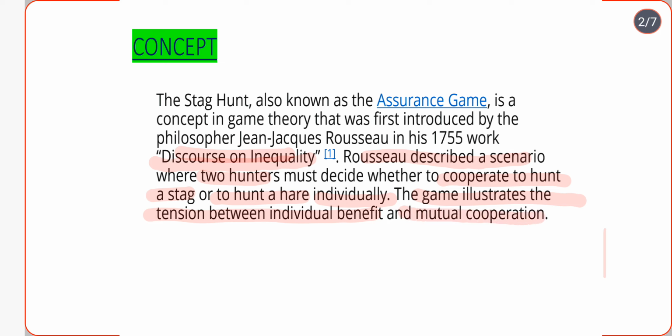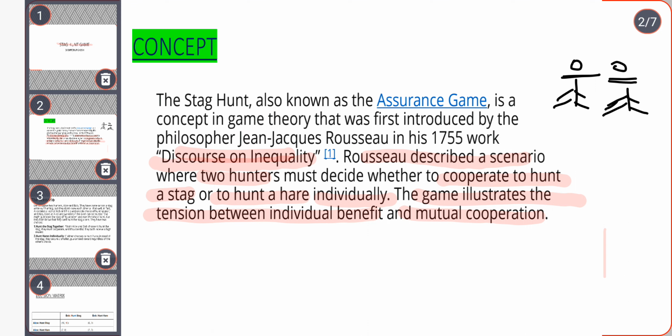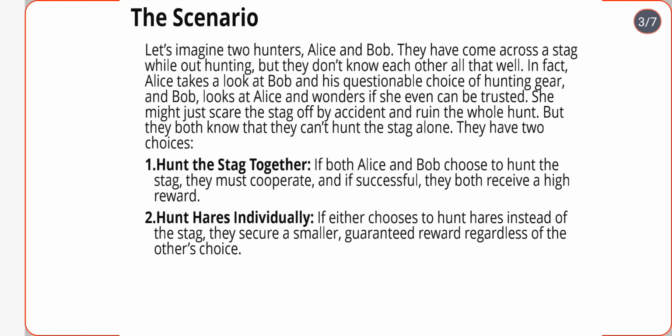So basically, what do we have here? We have two hunters, and each of these hunters has to decide whether they will cooperate to hunt a stag or hunt a hare. Before going into the payoff matrix, at first I will give an explanation about the scenario.